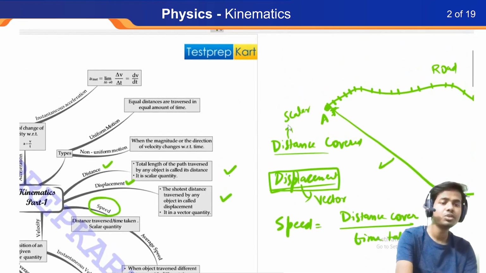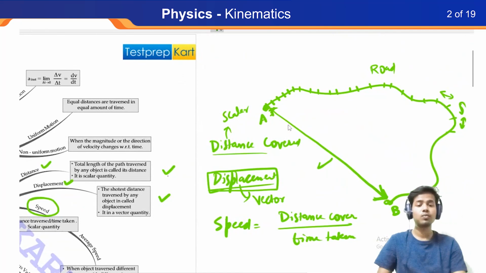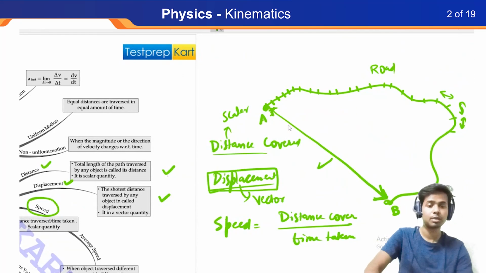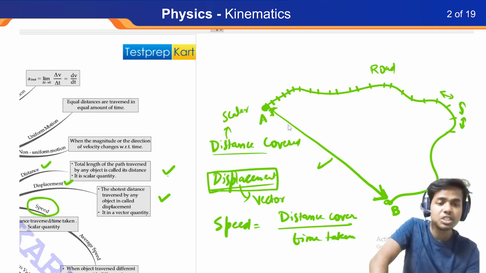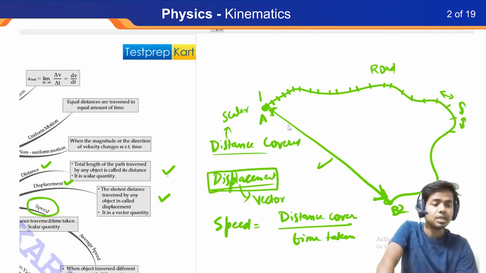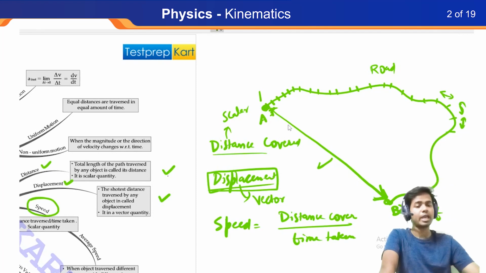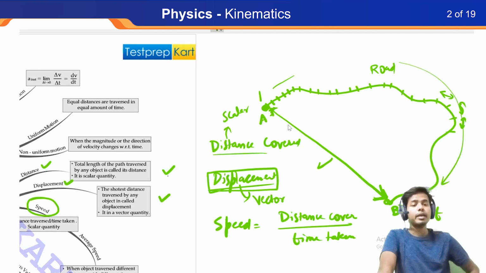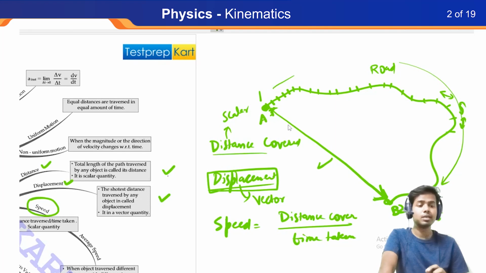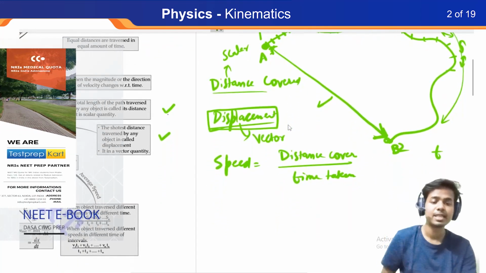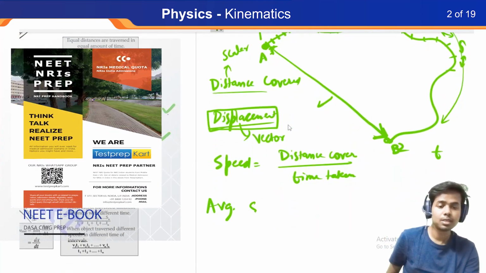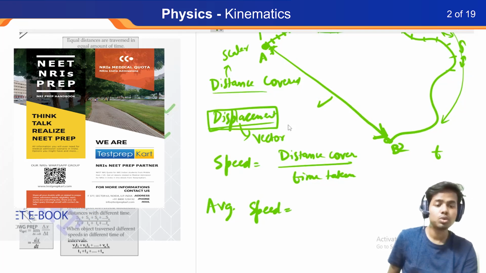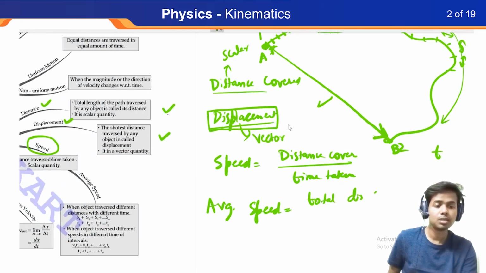But I think we need to, at this level, be very clear about which particular type of speed we are talking about. Let's say a body starts from here and reaches here in time t, from 0 to time t, and this is all the distance it covers, right? So if we talk about an average speed, or the average rate with which it is covering distances, that is called average speed, which is equal to total distance covered divided by total time taken.